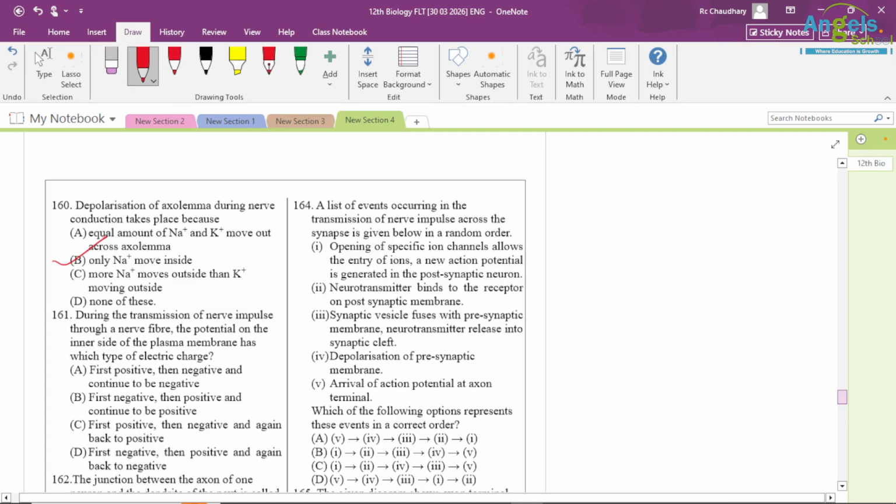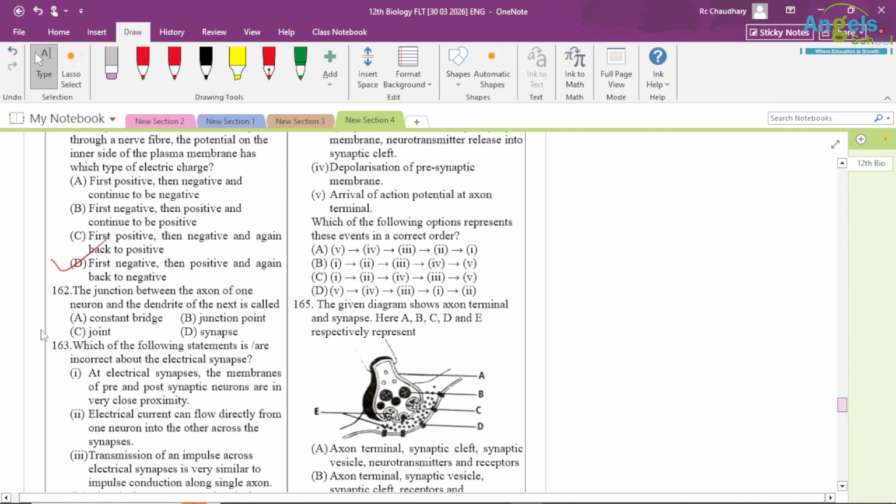During the transmission of a nerve impulse through a nerve fiber, the potential on the inner side of the plasma membrane has which type of electric charge? So on the inner side, first it is negative, then it becomes positive, then again it becomes negative. Option D is correct. Question number 162. The junction between the axon of one neuron and the dendrite of the next is called a synapse. Simple. Which of the following statements are incorrect about electrical synapse?